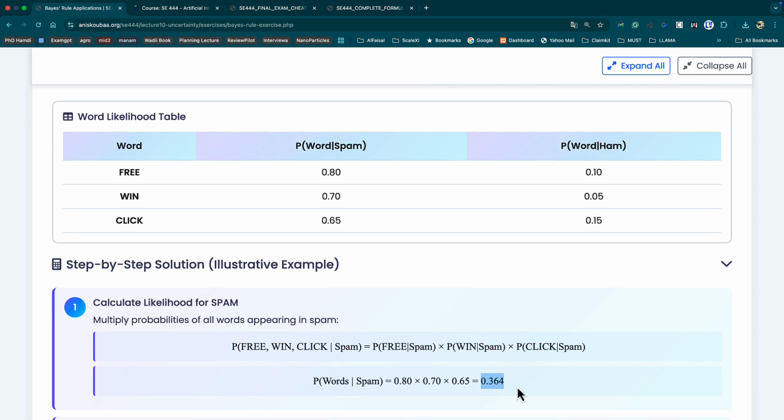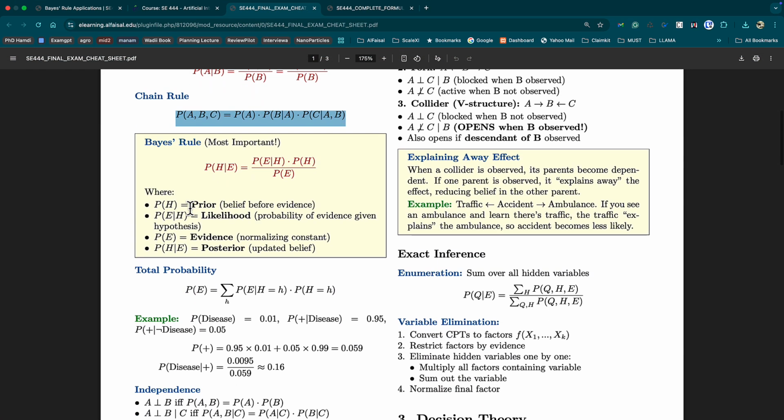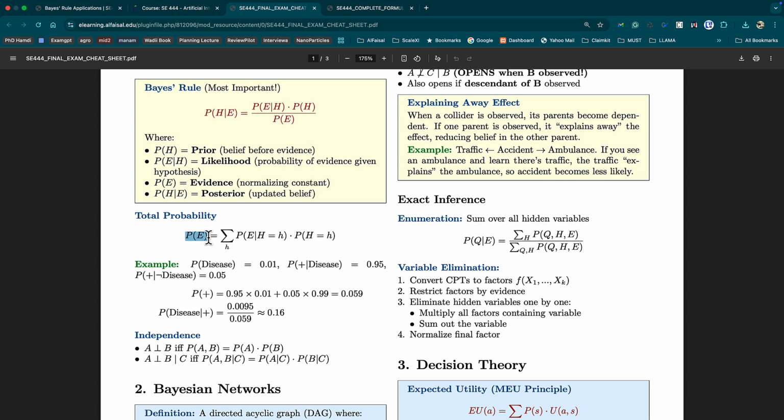What is the second unknown? The probability of the evidence, and we have all these three words together. So how can we get it? The probability of the words, how do we calculate it? We have the probability of the words given spam and the probability of the words given not spam. What is the law that we will use? We're going to use the law of total probability. The probability of the evidence is the evidence given the hypothesis, where the hypothesis can be spam or not spam, multiplied by the probability of the hypothesis.